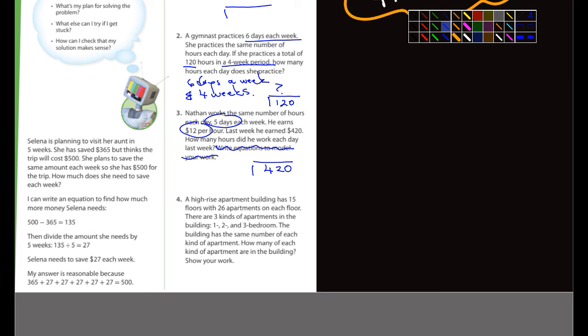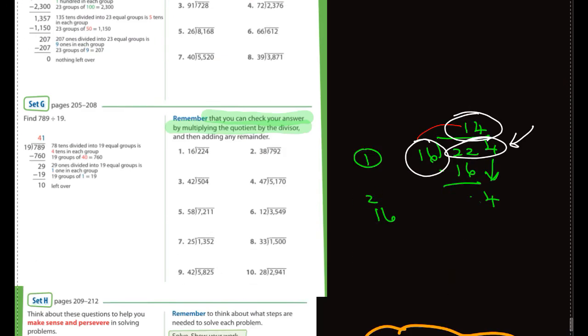So, trying to think how I can explain this without giving it away. So if he makes $12 an hour and you divide 420 by 12, that's going to tell you how many hours he worked. Okay? But it's just not how many hours he worked. It's how many hours he worked what? They're asking how many hours he worked each day last week. All right, that's all I'm going to help you with for that one.